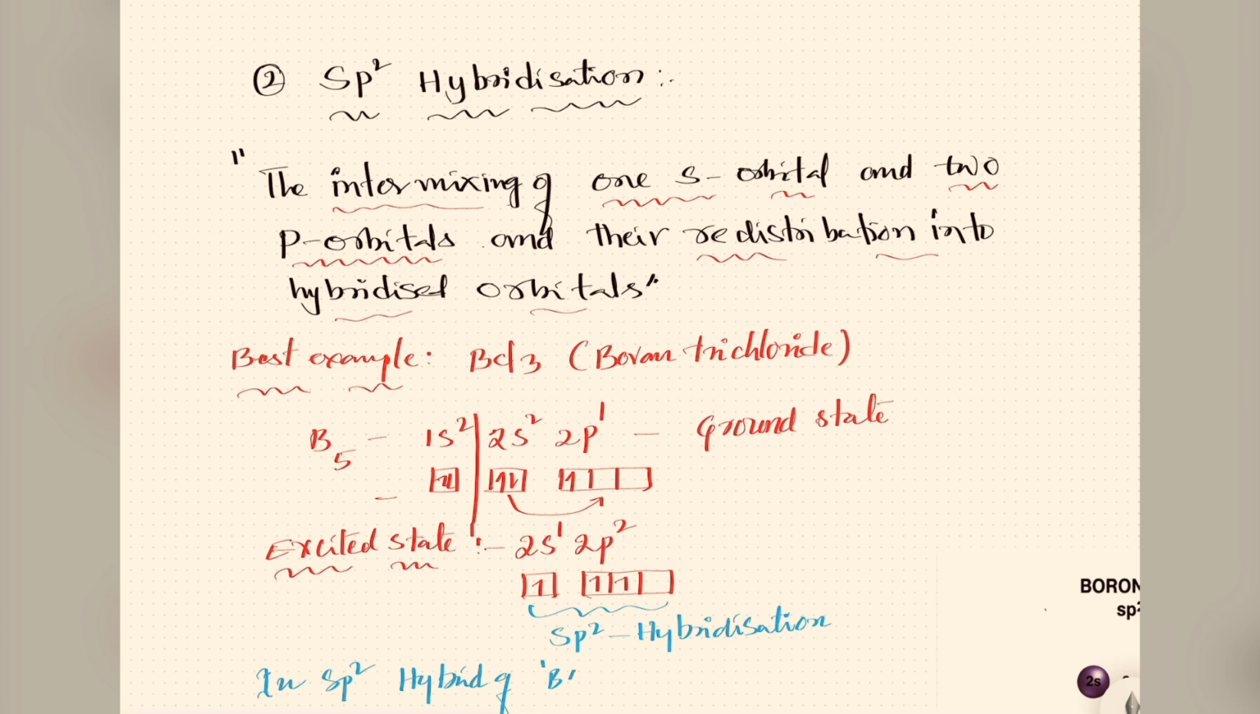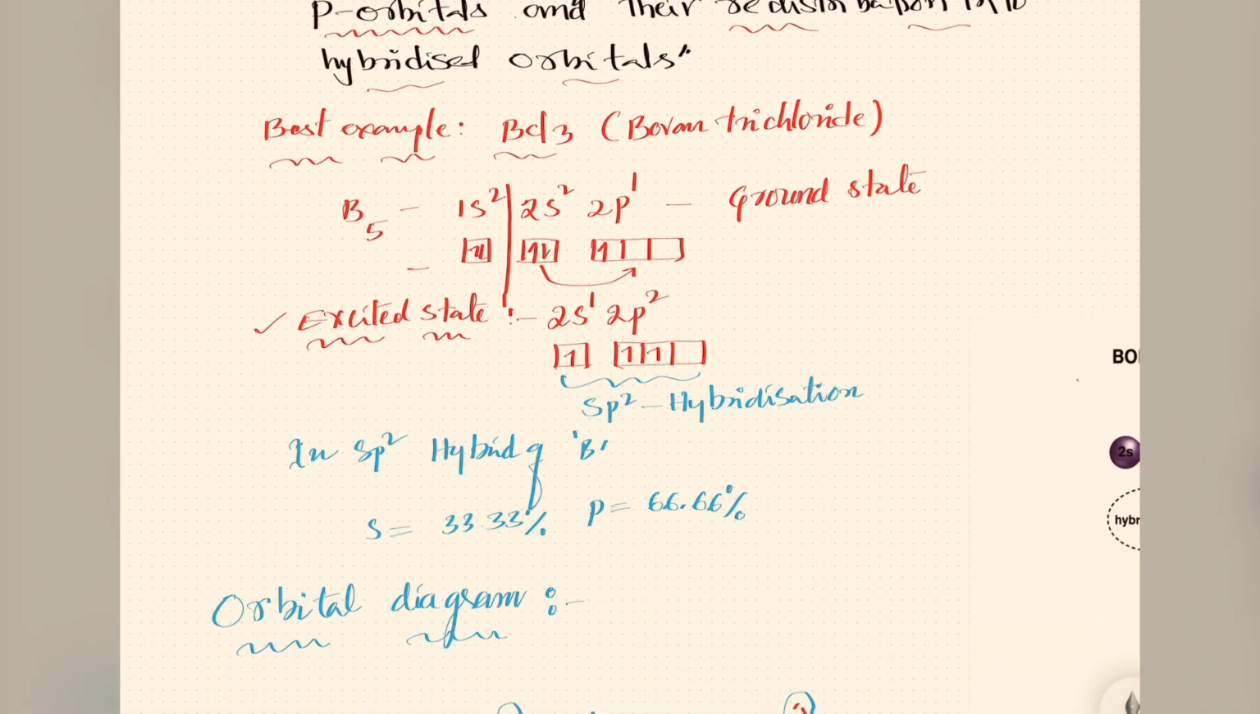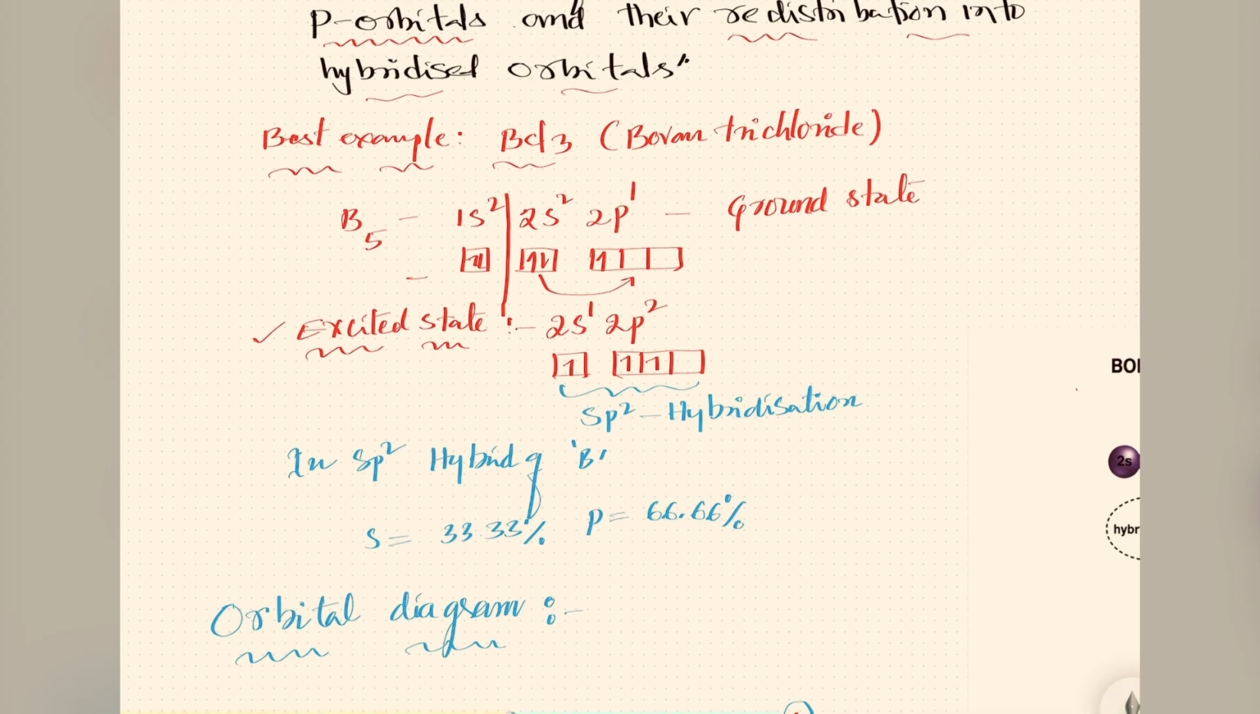The best example you can take here is boron trichloride. The atomic number of boron is 5, and its electronic configuration in the ground state is 1s2, 2s2, 2p1. But in the excited state, what happened? One electron of 2s is promoted to the 2py orbital. Then we get one electron in 2s, whereas in 2p, 2 electrons will be found.